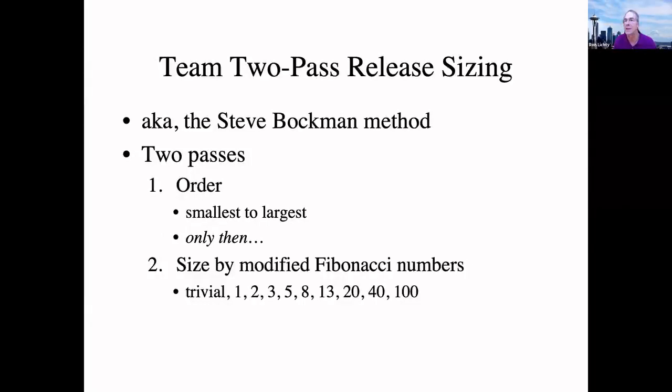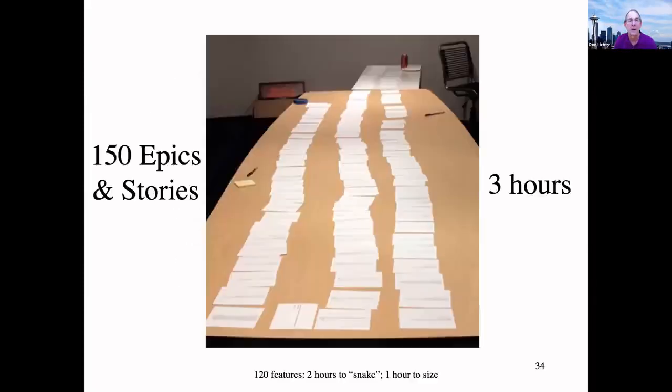It's got 2 passes. The first one, we put all of the stories in order from the one that will take the least amount of time to the one that will take the most amount of time. And only then do we size them by putting modified Fibonacci numbers on. So this is what it looks like when we're co-located.